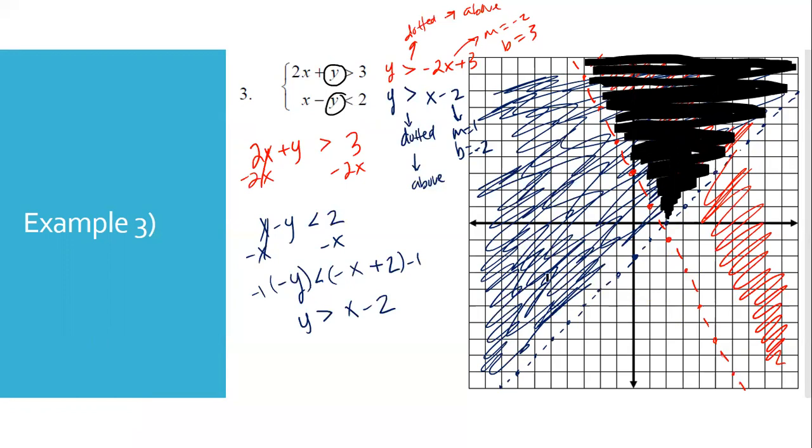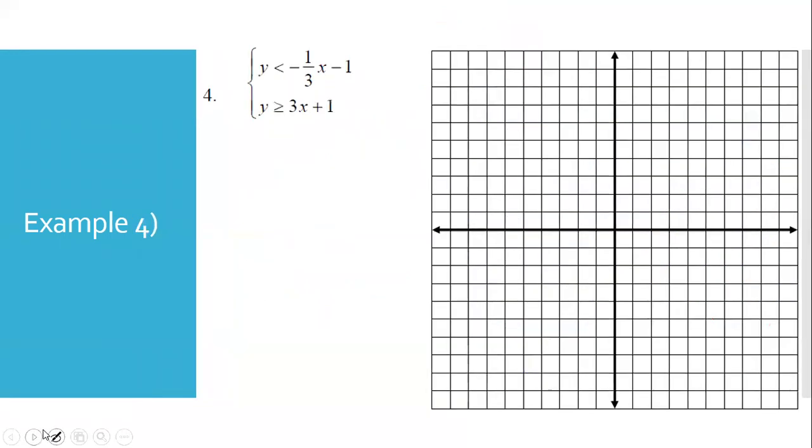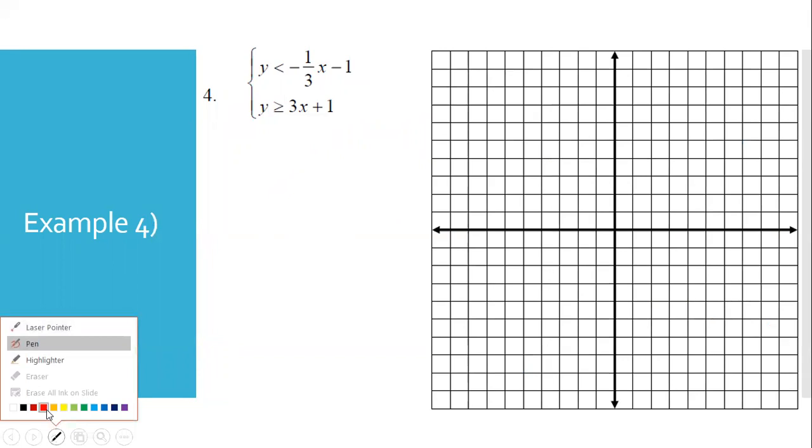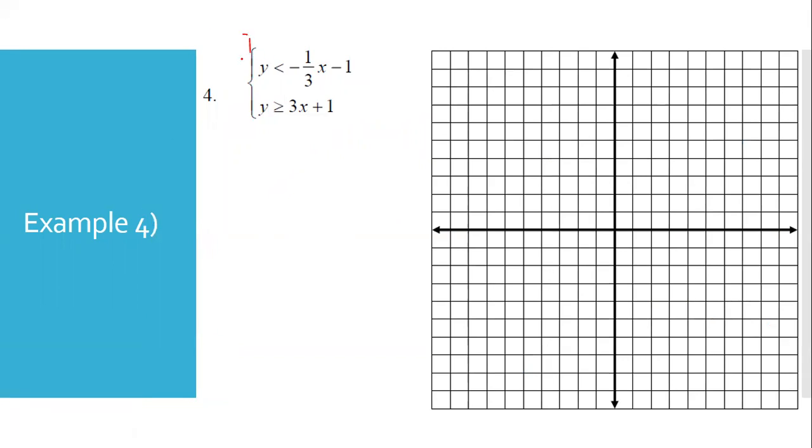After doing example 3, do you feel even more confident? Cool, cool, cool. And then we just have one example left. All right. Already isolated. So part 1 is done for us. And we just have to start graphing. So part 1's already done. Use what we have. I see that I'm going to have a dotted line. And it's going to be below.